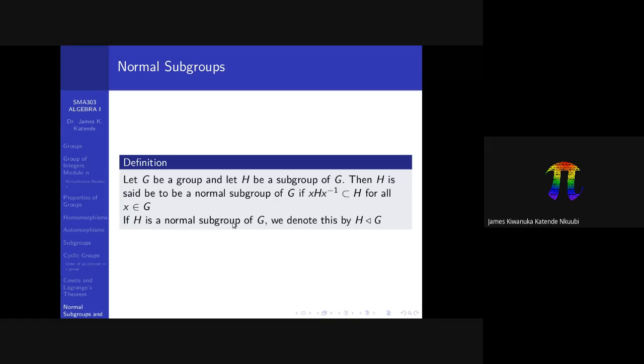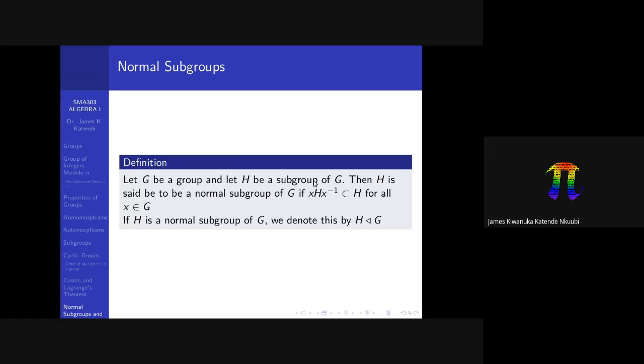If H is a normal subgroup of G, we usually denote it by this: we have H, then there's this triangle that is pointing to the left. It means H is normal in G. There is no opposite for normal, so we don't have abnormal subgroups. We only have normal, or if it's not normal, we say it's not normal. We don't say abnormal. I hope you have understood this.